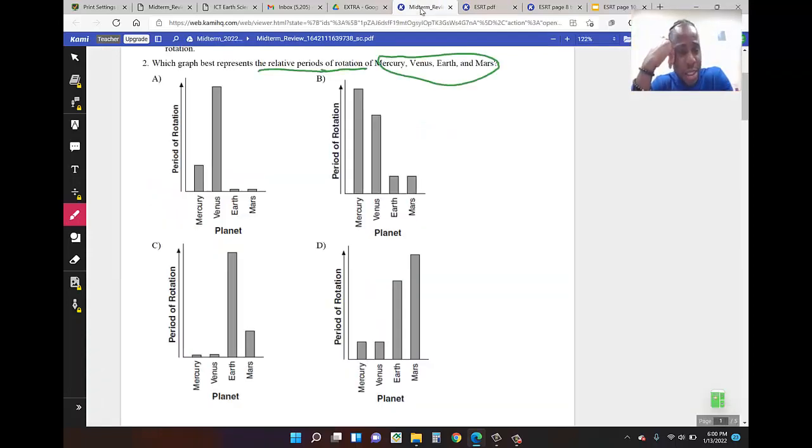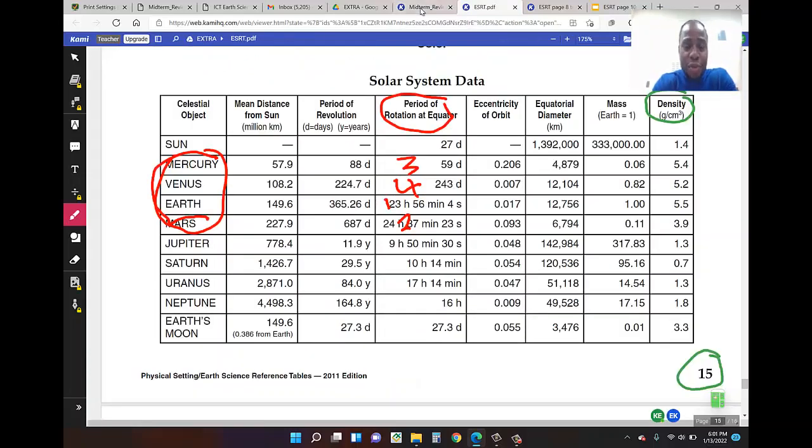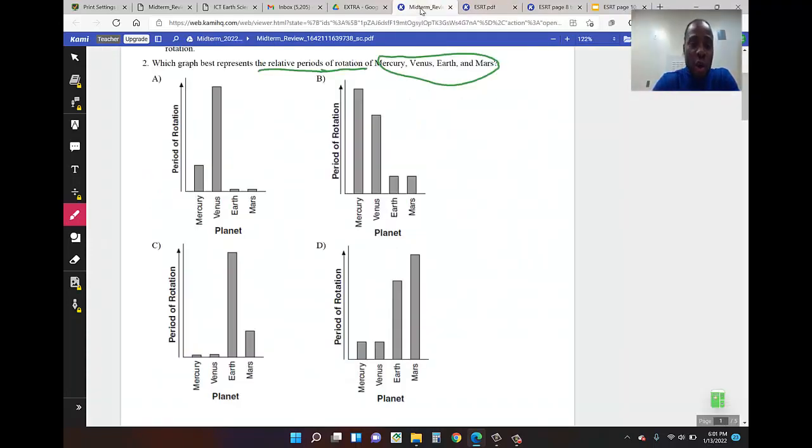So let's look at that. So I have Mercury, Venus, Earth, and Mars. So the one that has the highest period of rotation is Venus, because Venus is 243. So Venus should have the tallest bar. Any other bar with Venus not being the tallest is wrong.